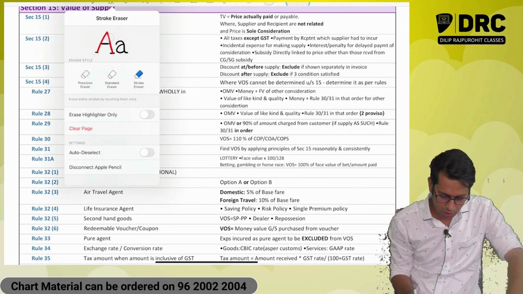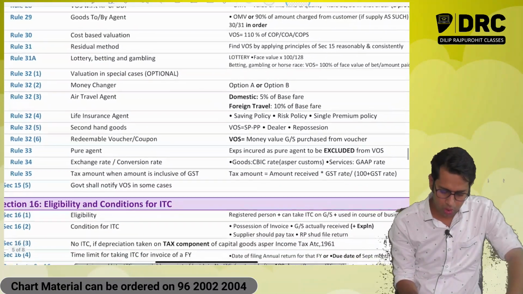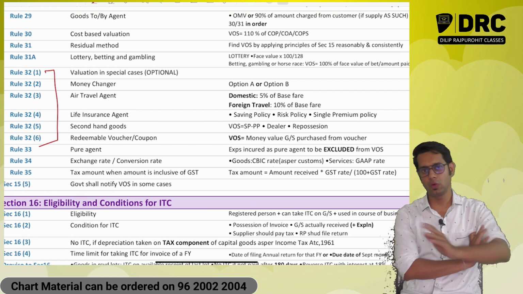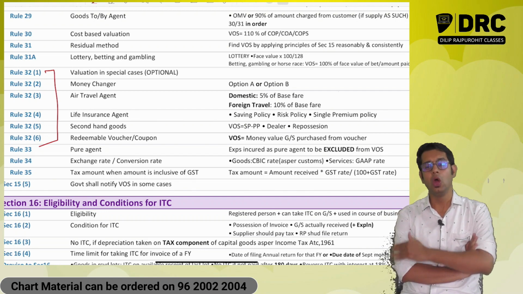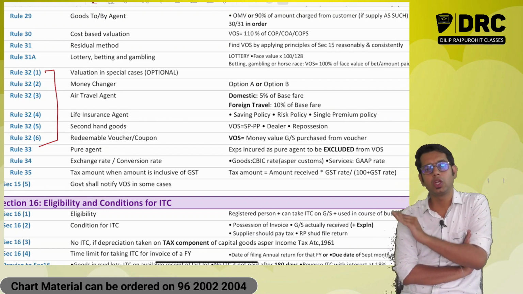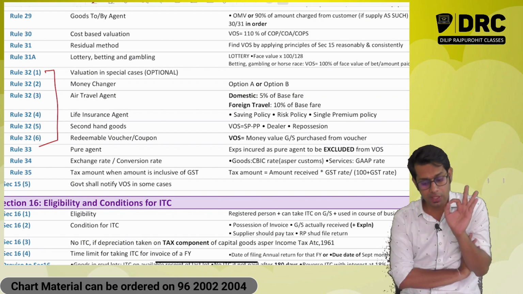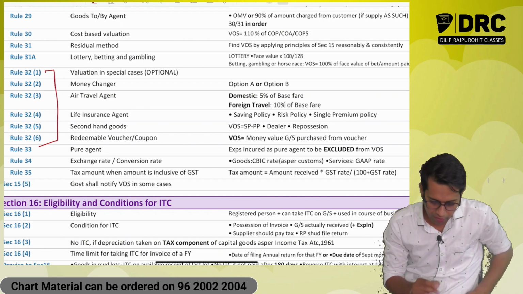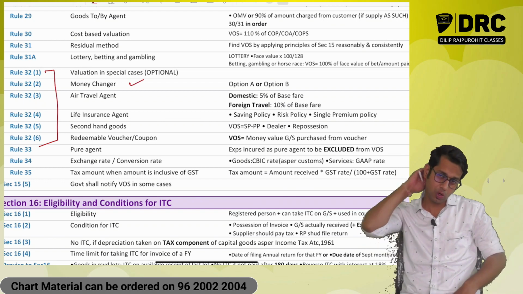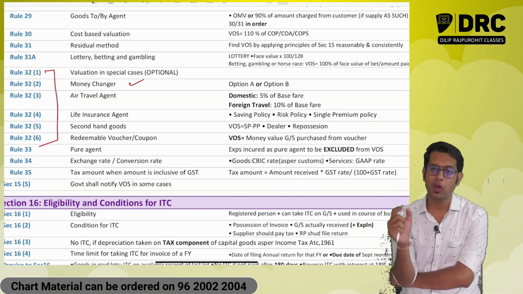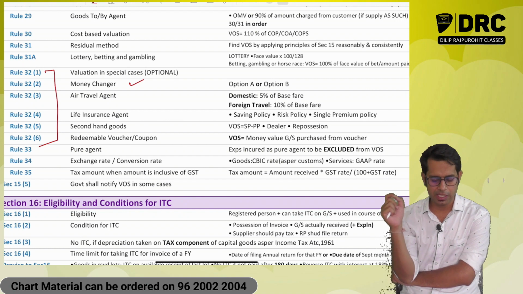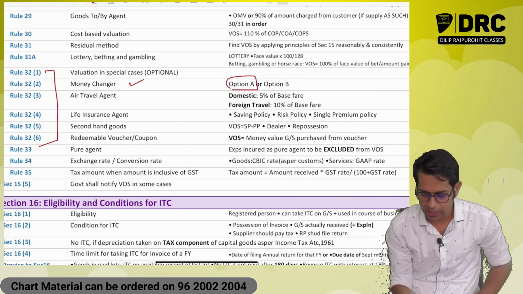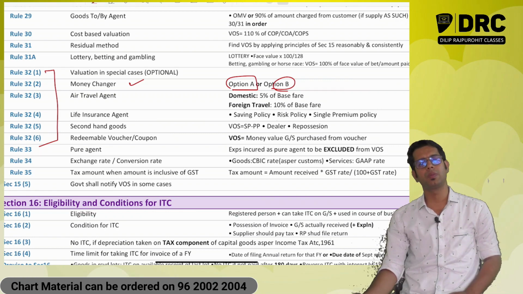Then rule number 32. What is rule number 32 talking about? Rule number 32 has several sub rules in it. Rule number 32 sub rule 1 says whatever you are going to see in rule number 32 is just an option. It is not compulsory that you should follow this particular rule. It is just an option given to all these different kinds of persons. Rule number 32 sub rule 1 talks about a forex dealer or a money changer. A foreign exchange dealer or a money changer has two options, option A and option B. What are these two options?